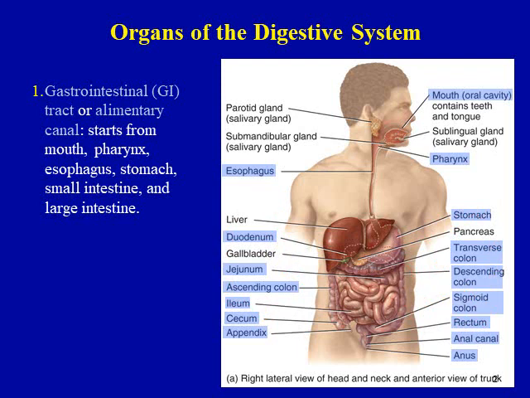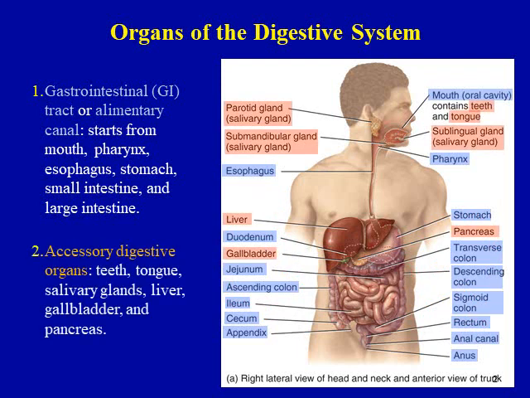And the second group of organs are the accessory digestive organs, and these are the teeth, tongue, salivary glands, liver, gallbladder, and the pancreas, and they are of great help in the process of digestion. The organs of the digestive system can perform one or more of the 6 basic digestive processes that you have learned in the introduction course.